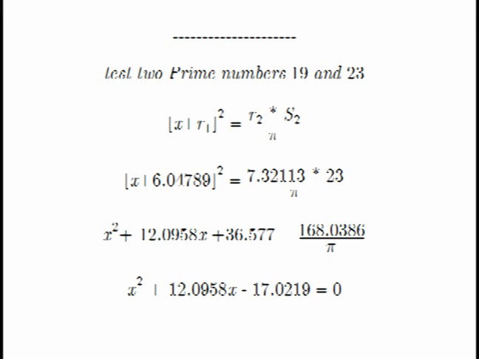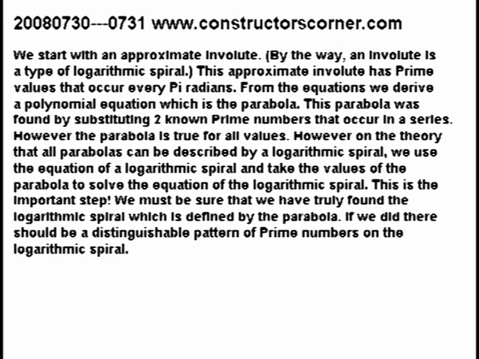Here's what makes a parabola useful. On the theory that all parabolas can be described by a logarithmic spiral, we use the equation of the logarithmic spiral and take the values of the parabola to solve the equation of the logarithmic spiral. We're going to derive a logarithmic spiral that describes this parabola, because we couldn't find this logarithmic spiral any other way, because we have a random curve. It just looks random. There's nothing unique about it, other than we put prime numbers every pi radians.